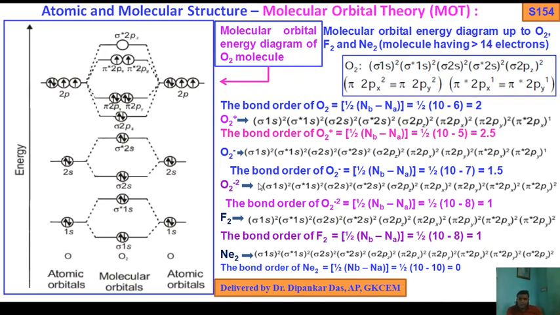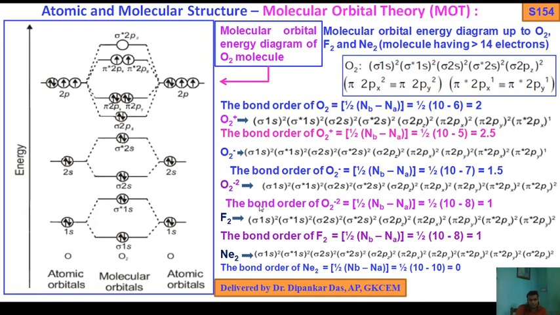Similarly, O2 2 minus, that will be pi star 2px square and pi star 2py square. Okay, because these two degenerate orbitals can maximum contain 4 electrons. So O2 2 minus means total 18 electrons. So pi star 2px square, pi star 2py square, it contains total 4 electrons. So bond order will be, for O2 2 minus, accepting electrons, 1. Okay. So this is the O2 2 minus bond order.